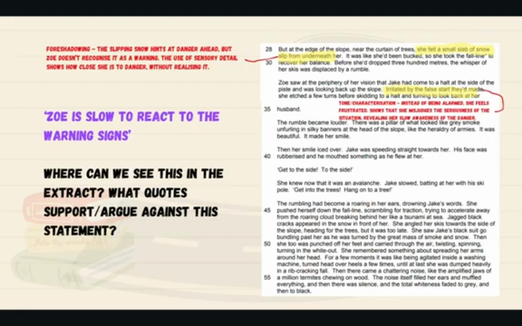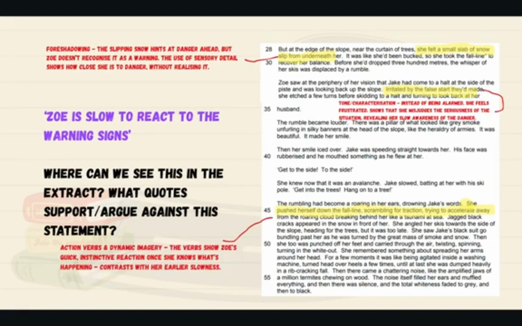The next quote highlighted is "irritated by the false start they'd made", and this shows tone and characterization, because instead of being alarmed, she feels frustrated, and it shows that she misjudges the seriousness of the situation, revealing her slow awareness of the danger. I've then highlighted the quote, "she pushed herself down the fall line, scrambling for traction, trying to accelerate away." And I've said this is an example of action verbs and dynamic imagery, as the verbs show Zoe's quick, instinctive reaction once she knows what's happening, contrasting with her earlier slowness.